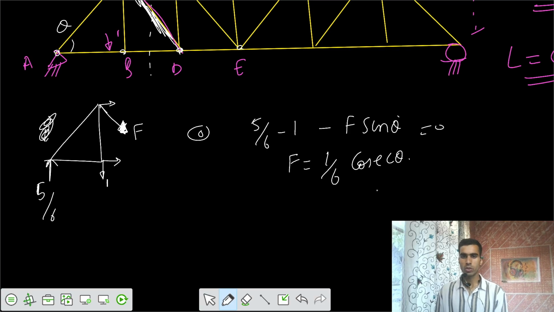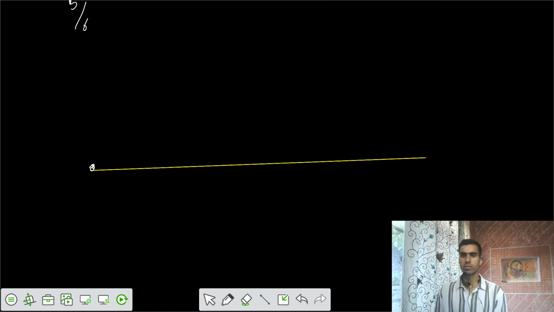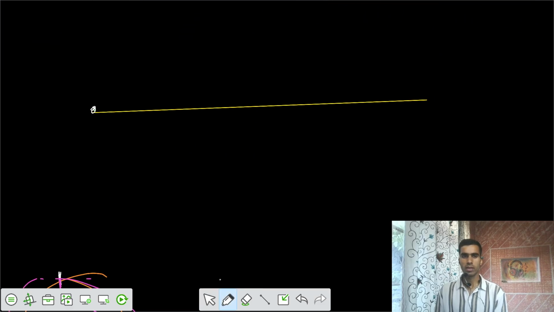0.2357, and this value is negative. If I see this value, it is negative. Finally, its final value is negative. So its value finally 0.2357. Cosecant theta is √2. Theta is 45. So 0.2357 negative. Join by a straight line. We have to join by a straight line there.